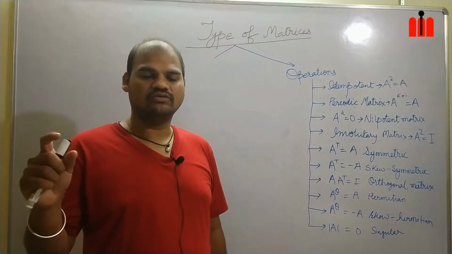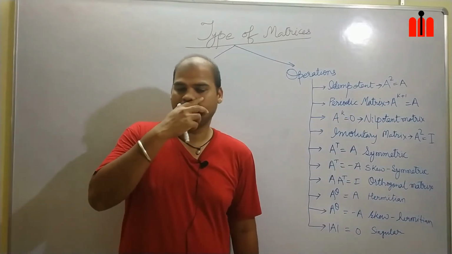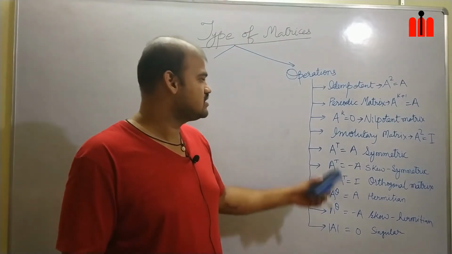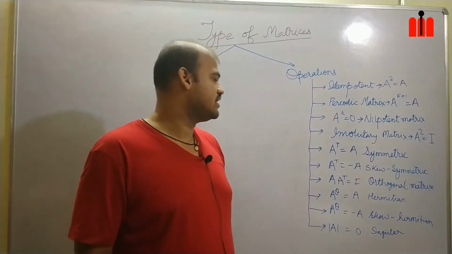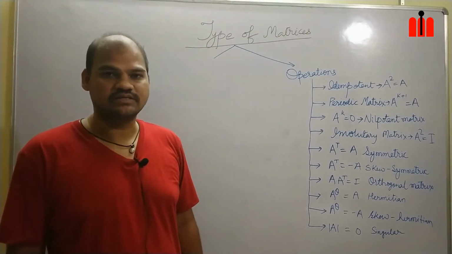K plus 1 equal to 3, so K will be 2. So A to the power of k plus 1 is A, in which K is the period, right? So that is known as a periodic matrix. Another matrix is the nilpotent matrix. A nilpotent matrix is a matrix in which A to the power of k is 0.